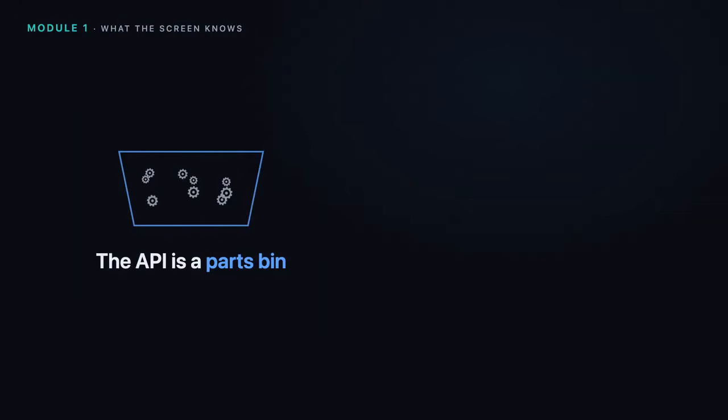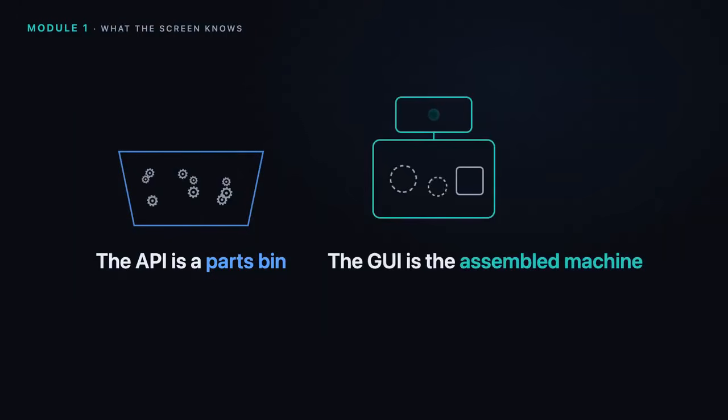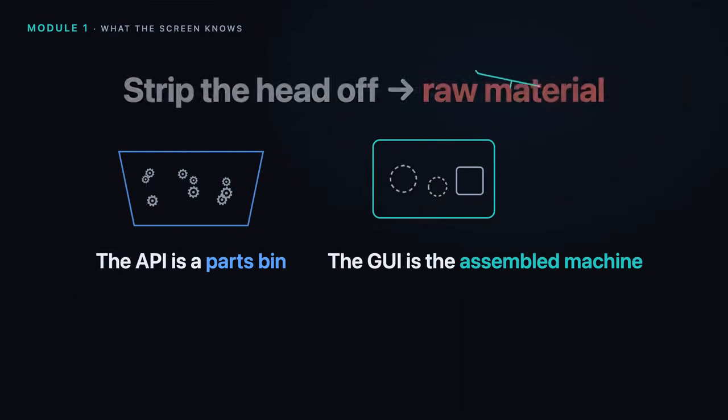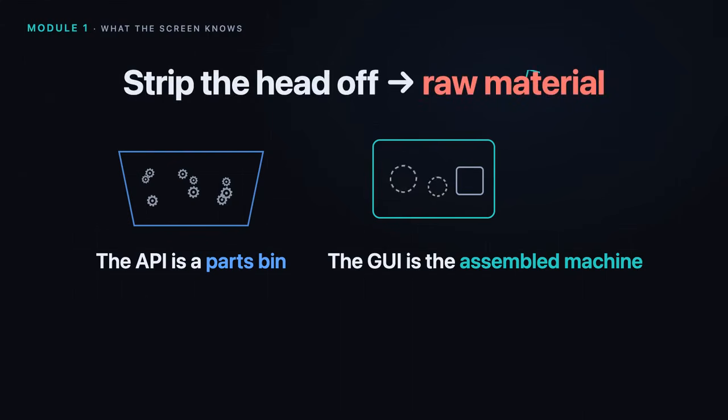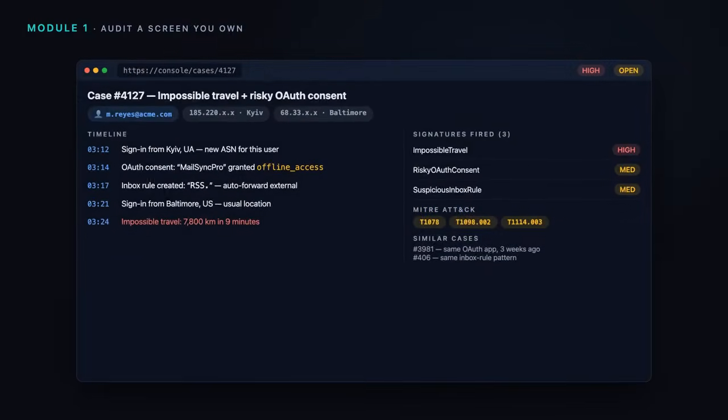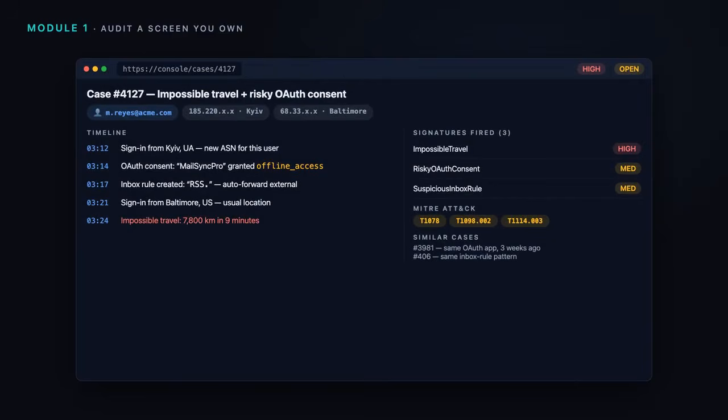The API is a parts bin. The GUI is the assembled machine. And that's why "just use the API" has always been harder than it sounds. Strip the head off, and what's left isn't the application. It's raw material. You don't have to take that on faith, because you can audit it on any screen you own. Here's one of ours, a case opened in our console.